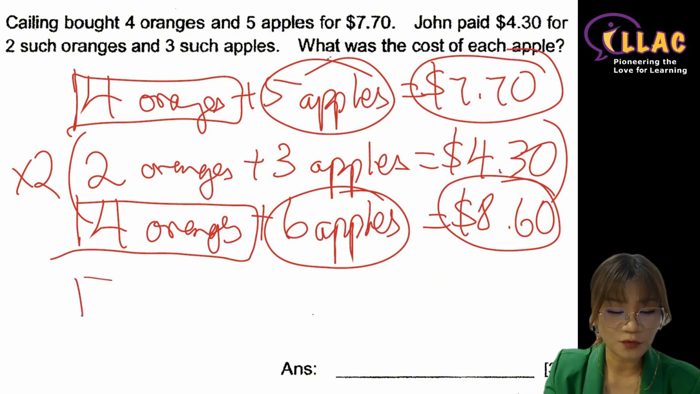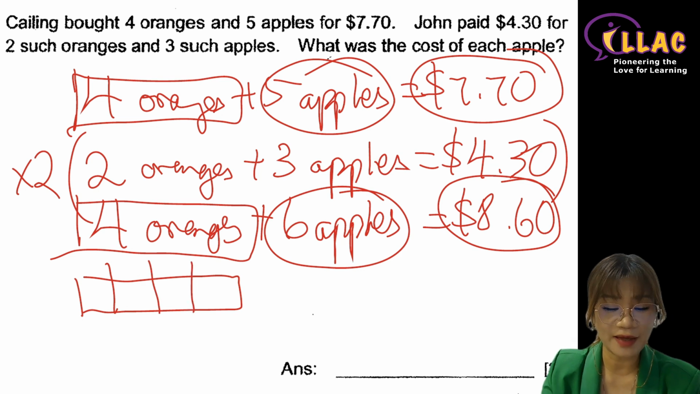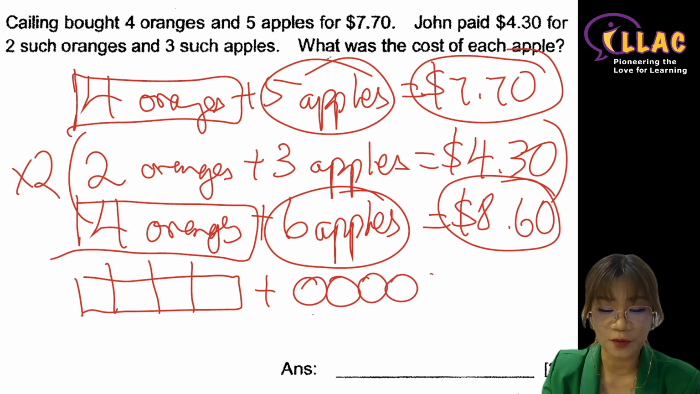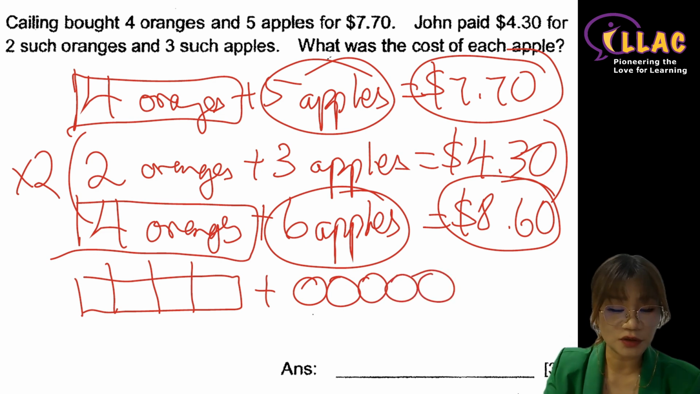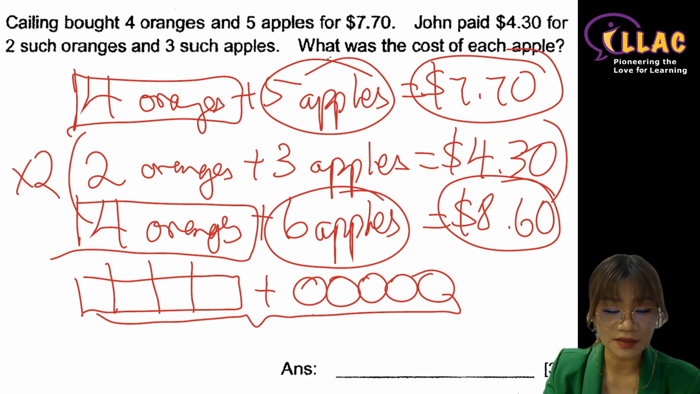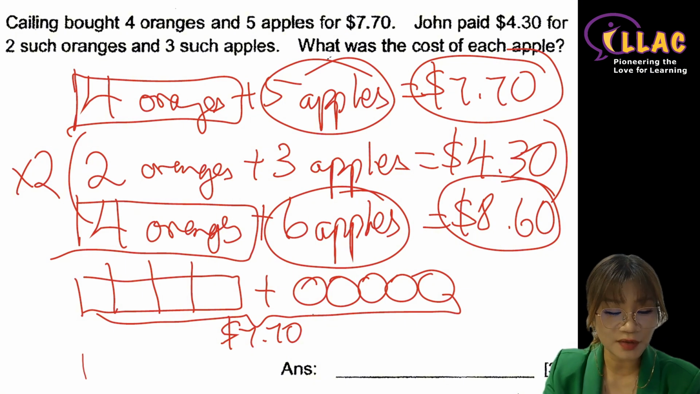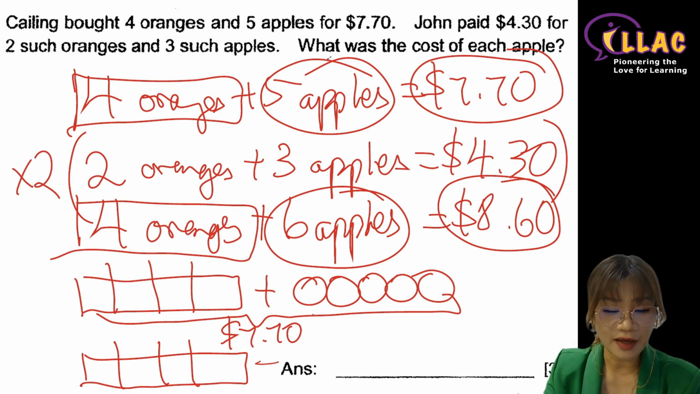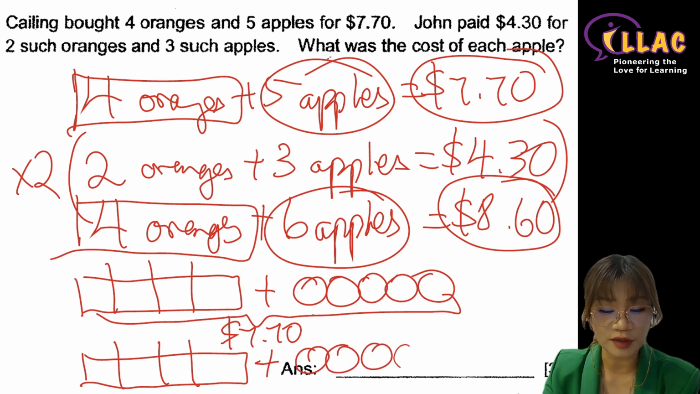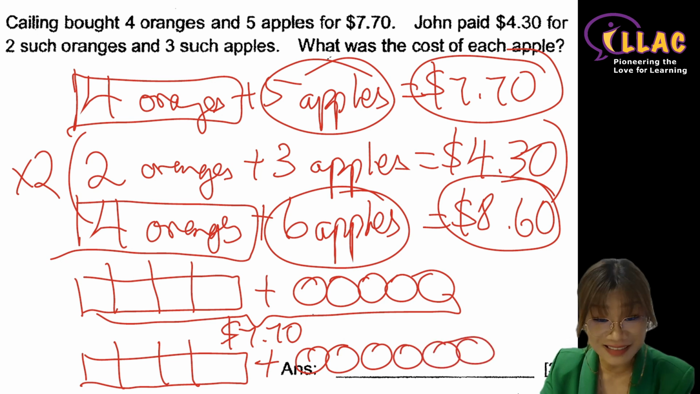Let me draw 4 oranges in a model form, and I have 5 apples. 1, 2, 3, 4, 5, and this is equals to $7.70. And I make John buy 2 sets of what he had, remember? So I will draw another 4 oranges for him, and he actually has 6 apples now. 1, 2, 3, 4, 5, 6.